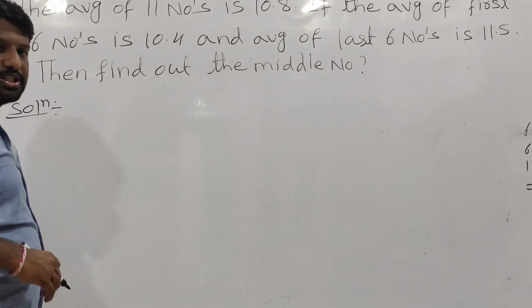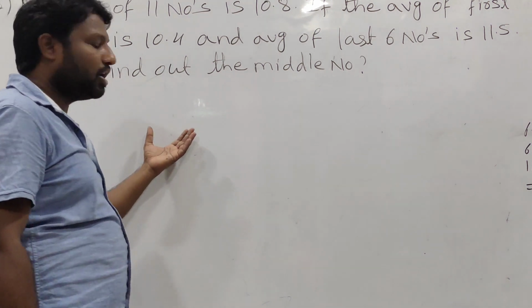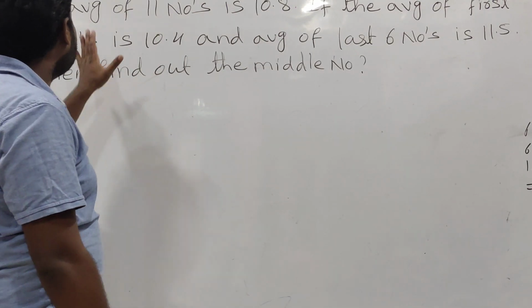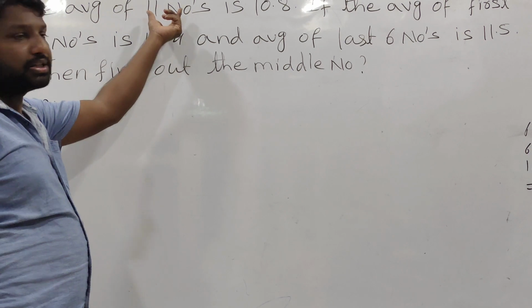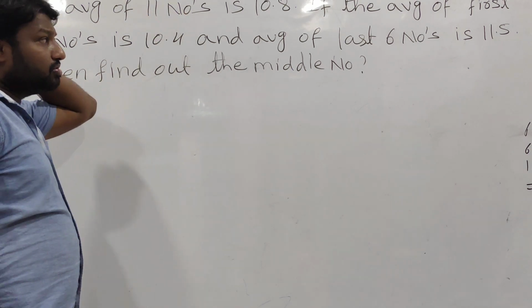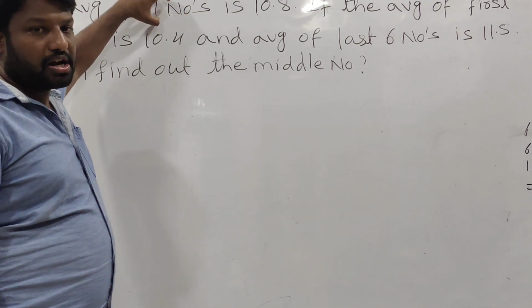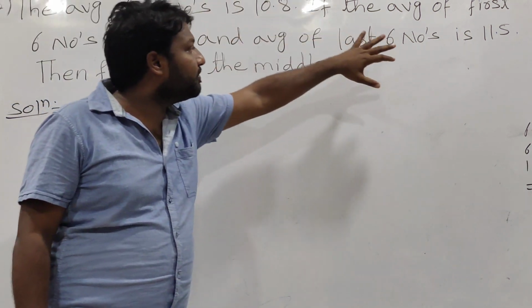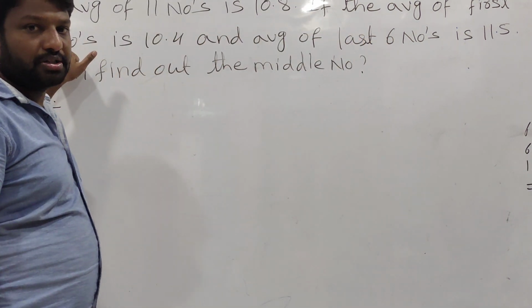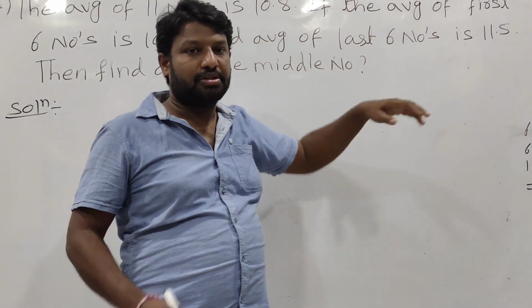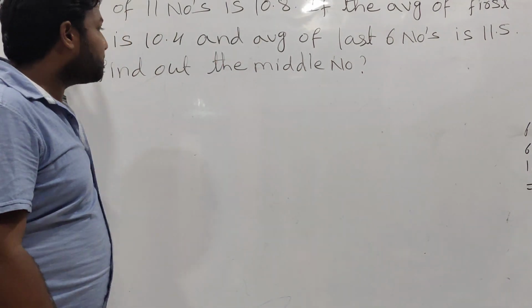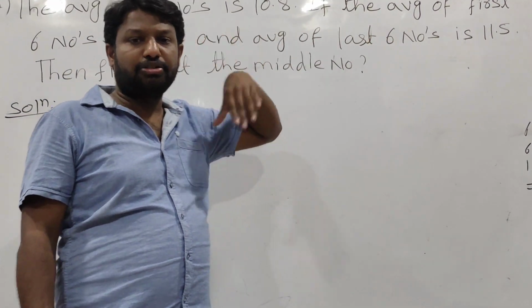So first I will tell you the basic method, then I will tell you how to write directly. Okay. So how many numbers are there in total? Total 11 numbers are there. Now see this, total numbers are 11, but they have given here how many numbers? First 6 numbers and last 6 numbers. So total how many is it? This 6 plus this 6 is 12.